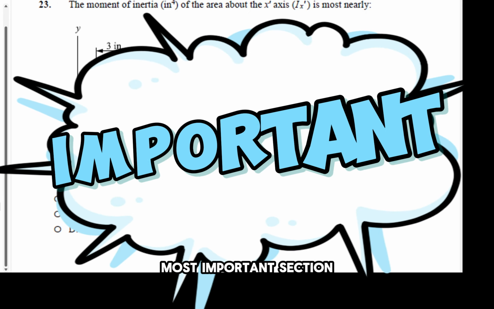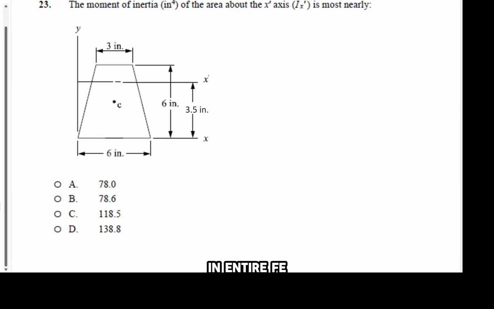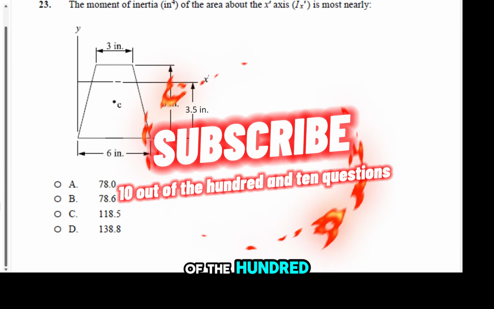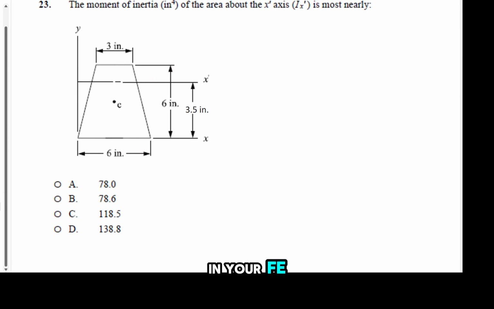Most important section in the entire FE exam: statics. Literally 10 out of the 110 questions they give you in your FE examination are from the statics section. So without further ado, let's jump into this. We are about to smash some engineering problems like a pro.